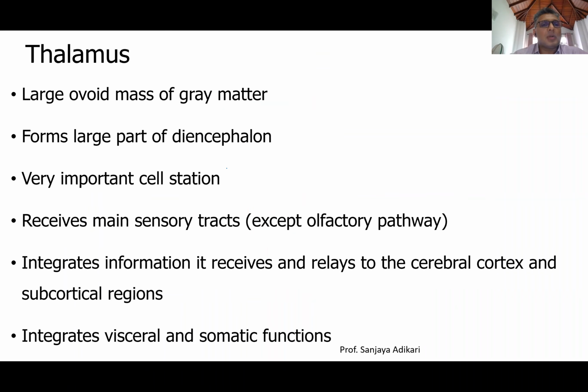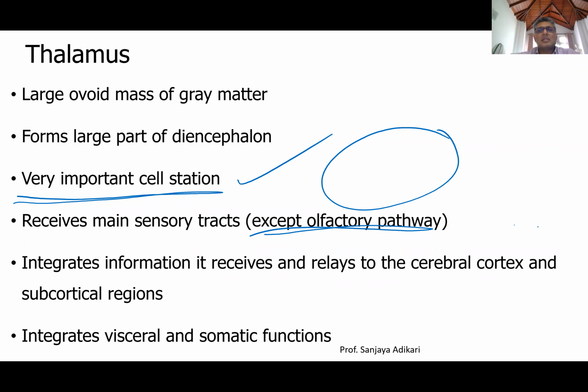Now, you don't have to know details about the thalamus, but it is one of the most important areas because it is a very important cell station. Especially the sensory nerve tracts that are coming up, except the olfactory tract, all other pathways, your auditory, visual, and all other general pathways, pain, temperature, touch, will have a relay in the thalamus. These sensory tracts come into the thalamus, then a new nerve fiber starts from the thalamus. So this is a relay.